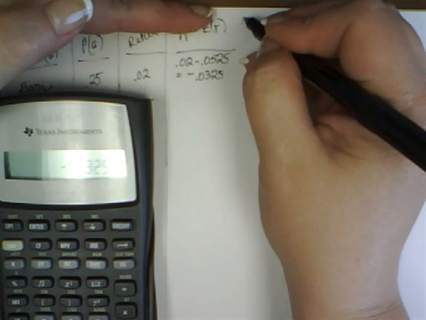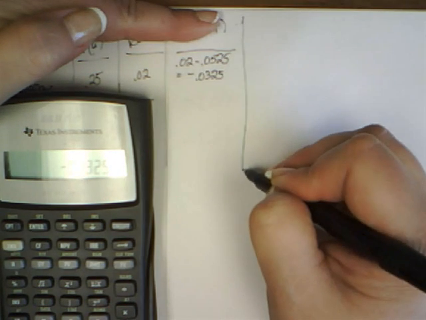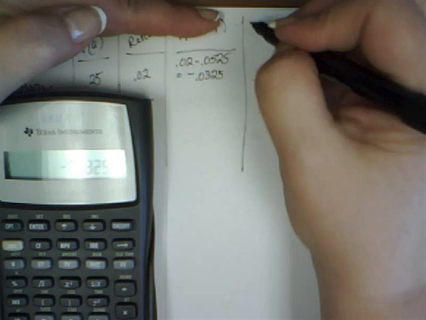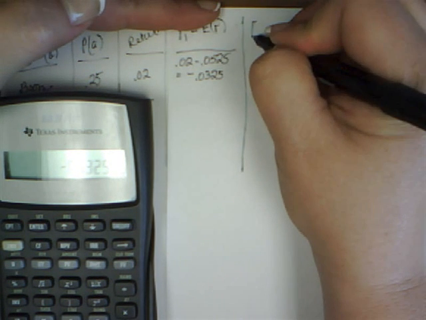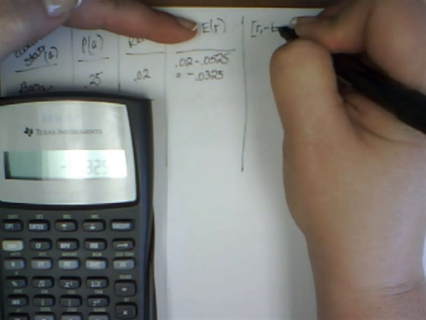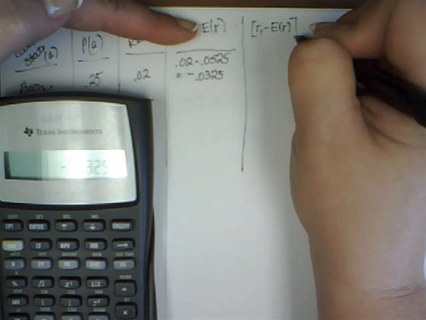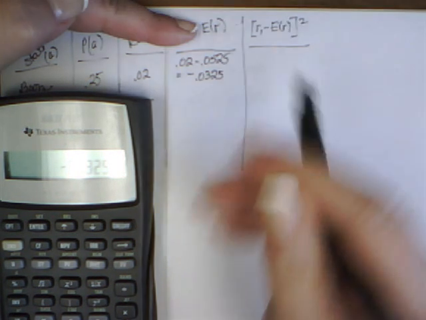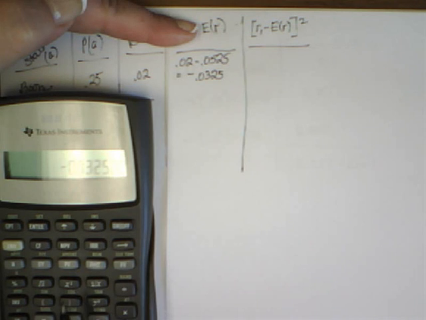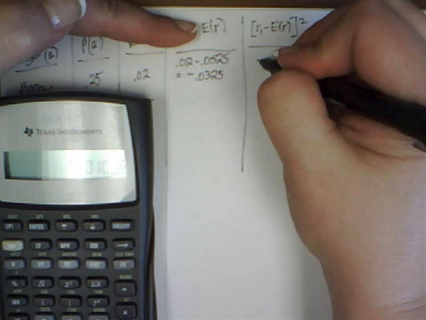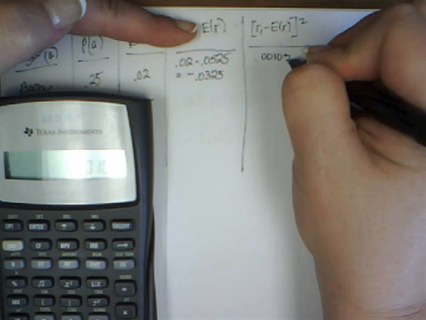And when we put this on the calculator, 0.02 minus 0.0525, we get a negative number of negative 0.0325. And how do we get rid of negative numbers? Well, we square them. So in this next column, we're going to take what we did here and square it. We're going to use this key x squared, and that gives us 0.001056.